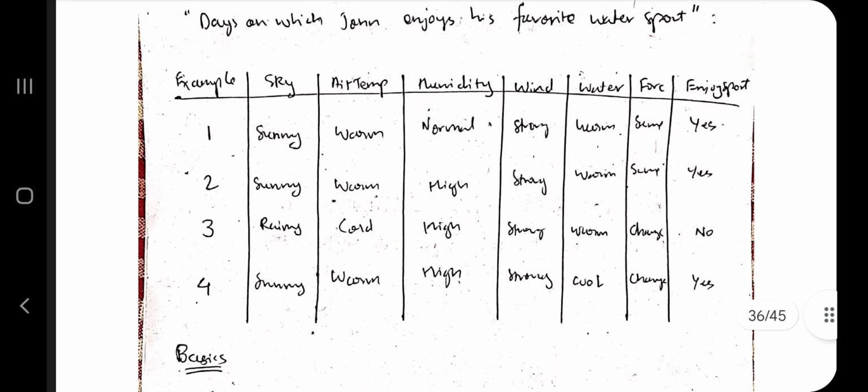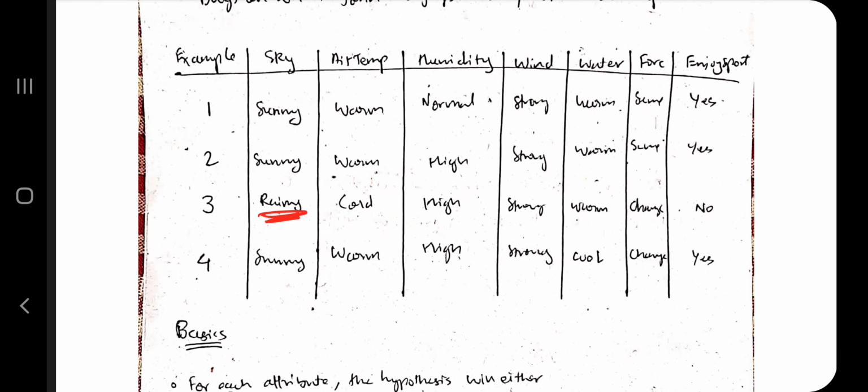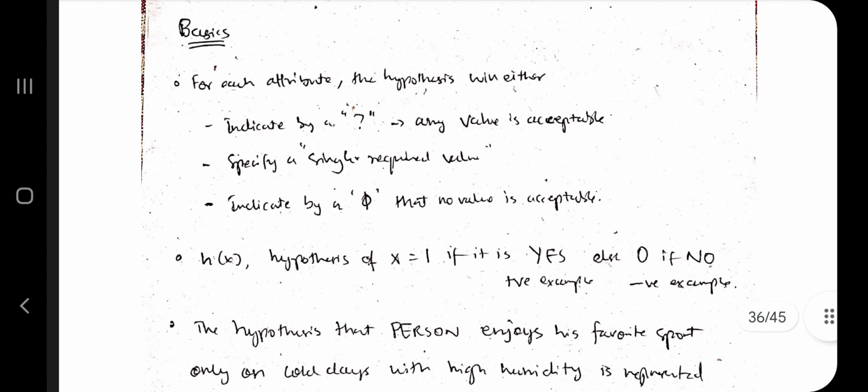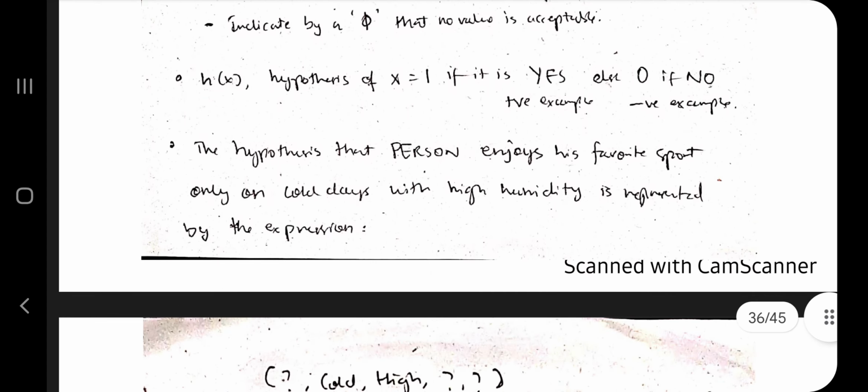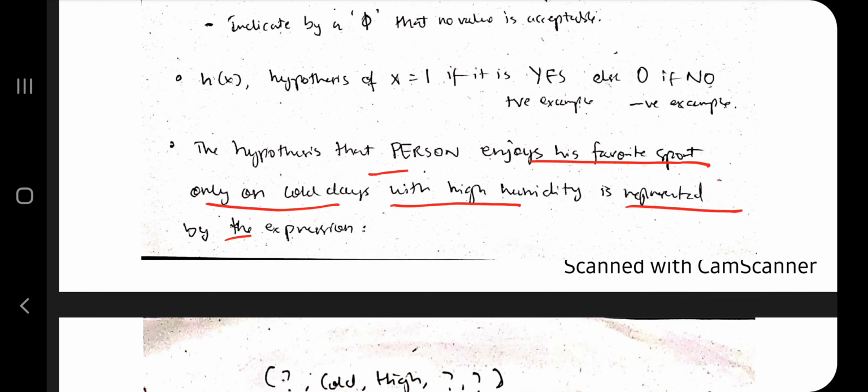Okay, so whenever the hypothesis of rainy is no, then it is 0. Hypothesis of sunny is yes, so it is 1. Okay, so that's how we'll be representing it in the mathematical form and the function form. The hypothesis that a person enjoys his favorite sport on cold days with high humidity is represented by the expression.